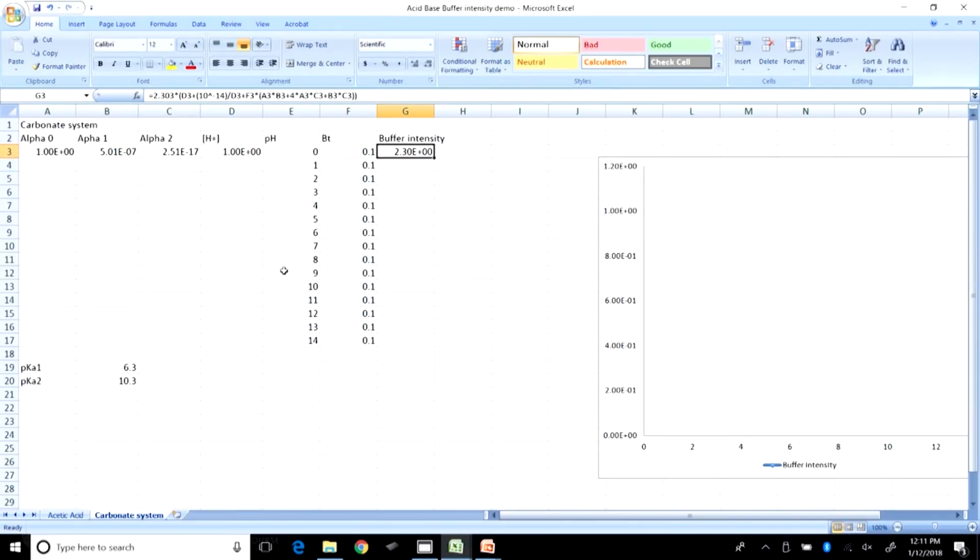And where do we have that here? We have that here. So pKa 1 is 6.3 and pKa 2 is 10.3. I think they are approximate values for the carbonate system, so let us go with that. And I plugged in the relevant formulas, so let us try to go through.